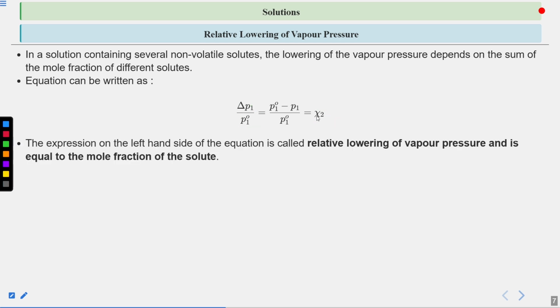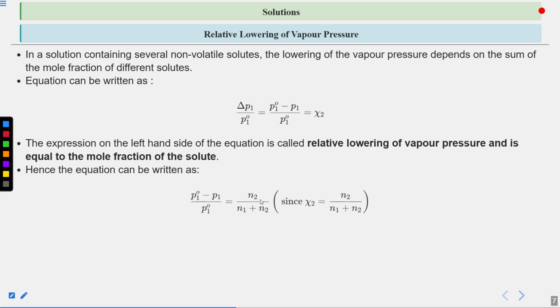So the expression on the left hand side of the equation is called the relative lowering of vapor pressure, and it is equal to the mole fraction of the solute. Now, this equation can be written further as the number of moles of the solute, N2, divided by the total number of moles, N1 plus N2. In place of the lowering of the vapor pressure, we have written the vapor pressure of the solvent minus the vapor pressure of the solution after introduction of the solute particles. Clear?